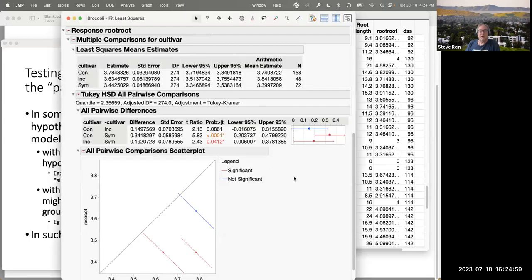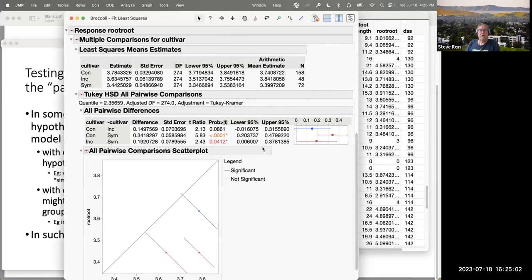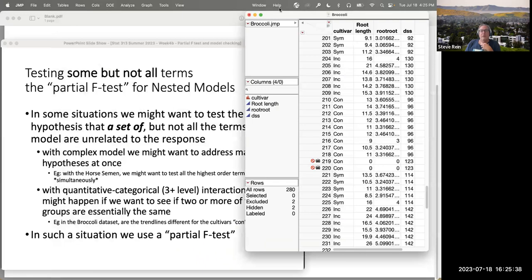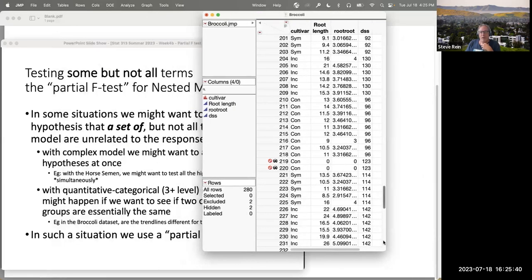We could say essentially, are these groups differing from each other? My confidence interval for, I'm sorry, con and sim are different from each other. And then inc and sim are different from each other. Con and inc, I cannot say are differing from each other. So perhaps two of the groups have a common trend line. Con and inc may have a common trend line, but the other group is noticeably different from each of those first ones. So that is a great question. Okay, so that's step one in our discussion.